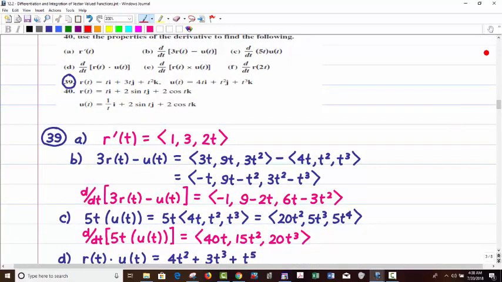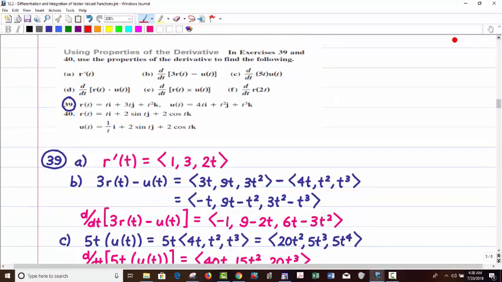And here's just kind of some basic stuff here, so they're not too bad. So they're asking us to do for two functions here. They said here's a find r prime, find the derivative of 3r minus u. And then C says find the derivative of 5t times u of t. And here we go, the derivative of the dot product and the derivative of the cross product.